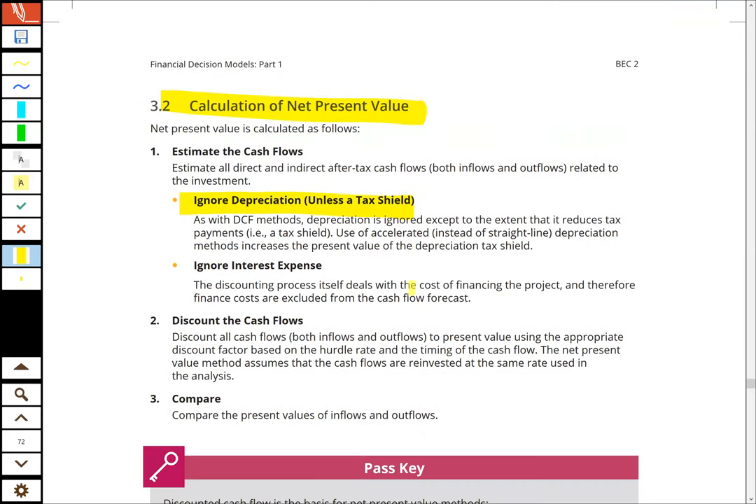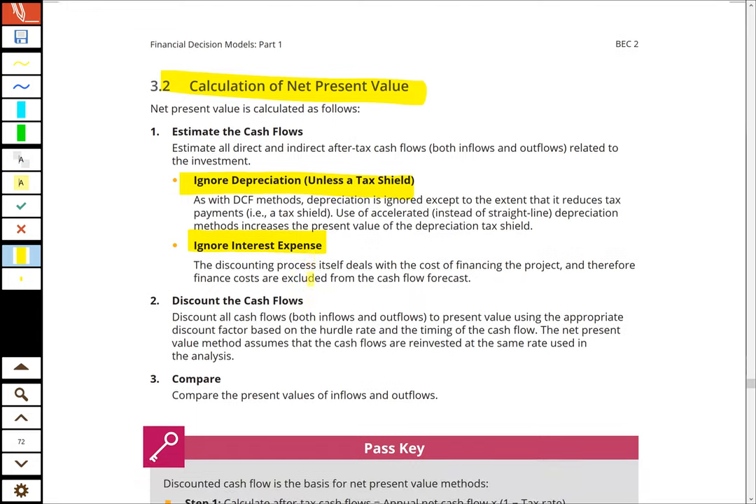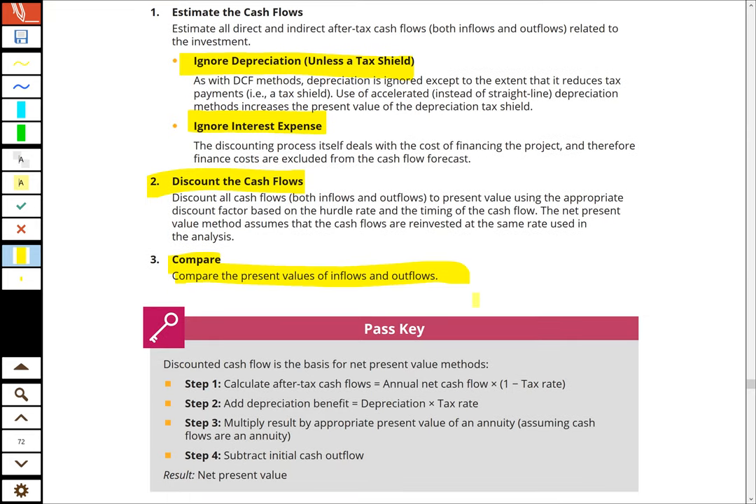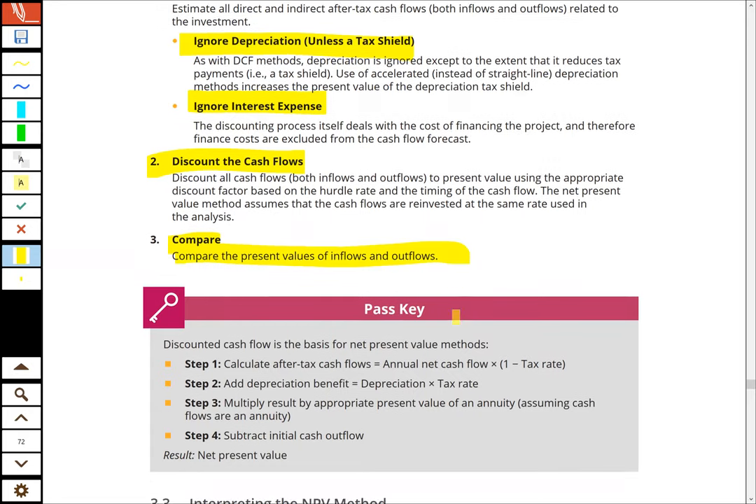Now, if they give you interest expense, ignore it, because they're going to give you a discount factor that considers the time value of money associated with that project. So don't worry about calculating interest expense. You then discount the cash flows, and compare the present value of the cash inflows to the cash outflows. If that number is positive or zero, you will accept that project because you are getting the rate of return on that project associated with that discount rate. If you have a negative net present value, that's telling you to reject that project because you're not getting the return associated with the discount rate you used in that problem.